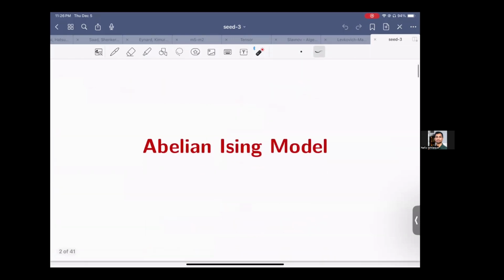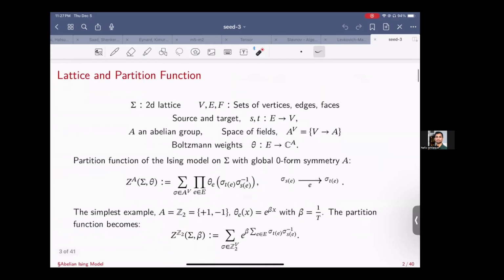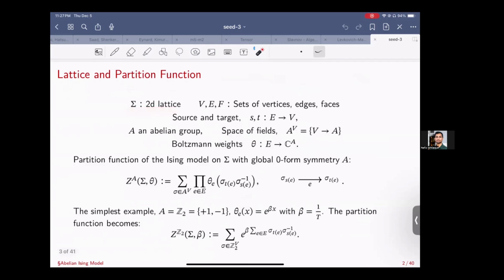To that end, let me start with the abelian case to set up the notation and explain the motivations behind the construction that I will talk about later. So for me, sigma will denote the 2D lattice on which I will define my models. And V, E, and F are going to be the sets of the vertices, edges, and faces of this lattice. S and T for any edge will denote the source and the target.